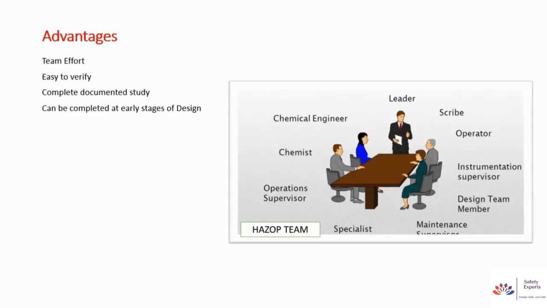Now, what are the advantages of this Hazop process? Because there are many hazard identification processes, but what is the advantage of this Hazop? First of all, Hazop is a team event. When you work as a team, the experience of all the persons gets added. So it is always very fruitful, and the team, as you can see, is comprised of chemical engineer, chemist, operation supervisor, maintenance supervisor, instrument supervisor. So all of them are together.